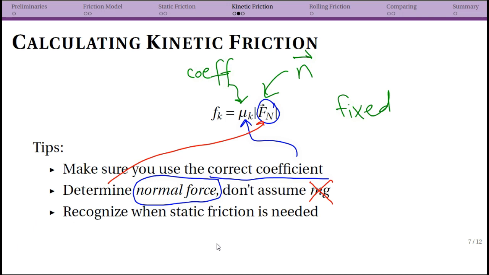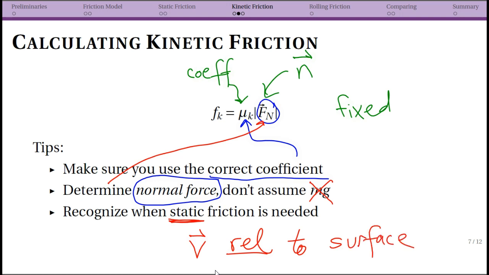Lastly, recognize when static friction is needed. What's tricky is that there are a class of problems where the object is moving, but not with respect to the surface. So always ask, what is the velocity vector relative to the surface? And that is how you determine whether to use kinetic or static friction. So it's not that hard to calculate. It's really just multiplying two things. But the trick comes into actually calculating the normal force and making sure you're correctly identifying when static versus kinetic is needed.